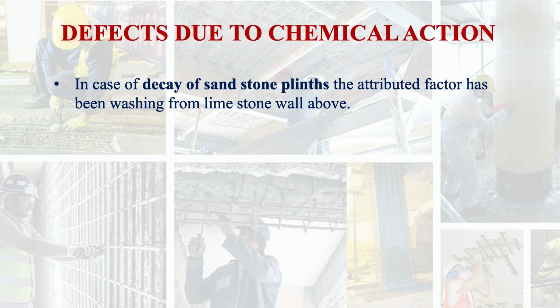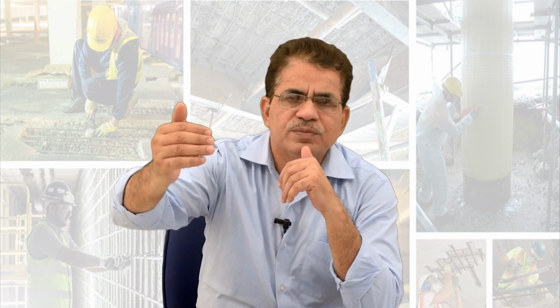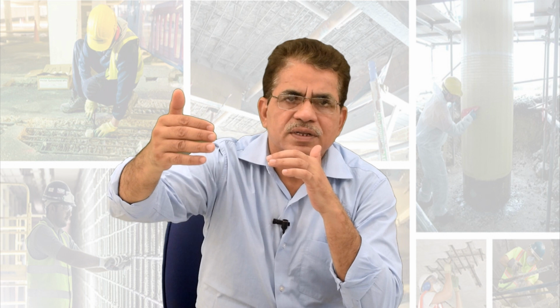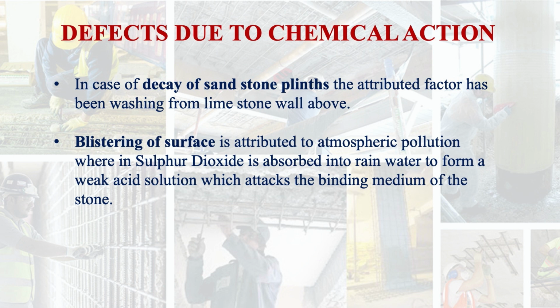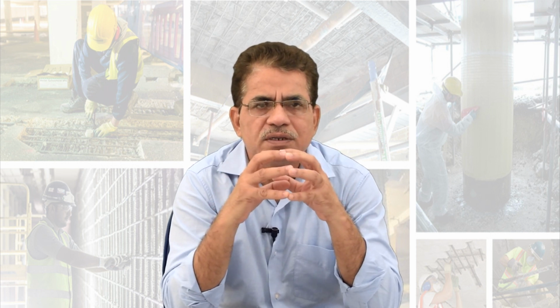In case of decay of sandstone plinths, the attributed factor has been washing from limestone wall above. Means if the washings are coming from the limestone wall which is above, then certainly there will be a decay of the sandstone plinth. Blistering of surface is attributed to atmospheric pollution, wherein sulfur dioxide is absorbed into rainwater to form a weak acid solution which attacks the binding medium of the stone. Means the binding material in the stone that will be attacked by this acidic solution.